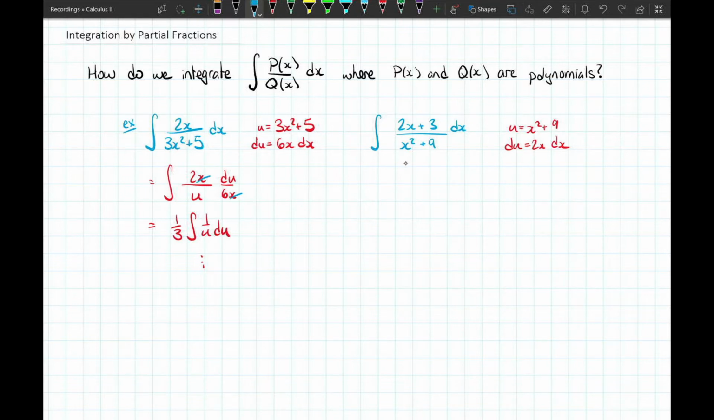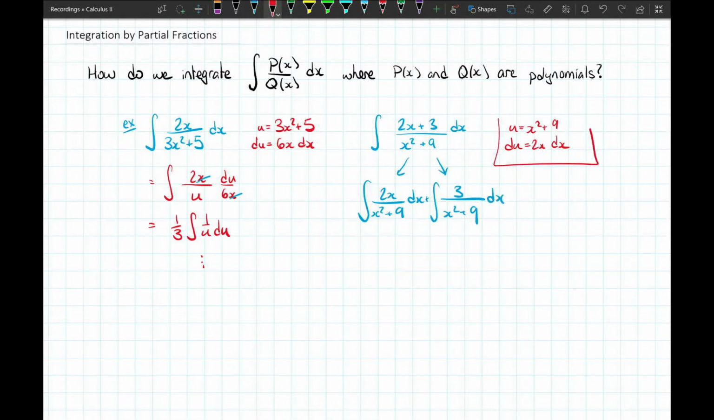But it's a quick fix just by splitting this into two separate fractions, 2x over x squared plus 9, and 3 over x squared plus 9 as well, and each of those could be integrated with a different strategy. The first integral can use that same substitution where u equals x squared plus 9 and du equals 2x dx, and that will turn that integral simply into 1 over u du. But the second integral is a little bit more tricky. Let's try doing kind of an inverse substitution here.